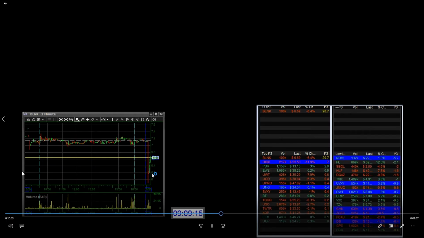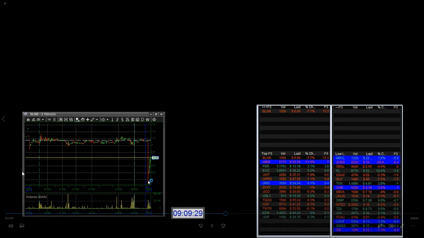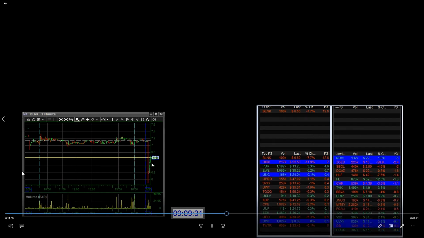So the second movement for me, I don't know if I would have shorted it. It depends on that day and how I feel. But I would definitely have gotten that long. Why? Because it was just too much, too quick, too big of a drop to ignore that it would get a bounce. And this is what you want to do.